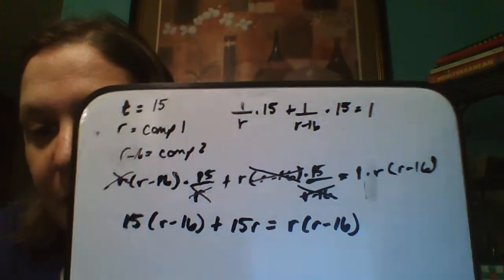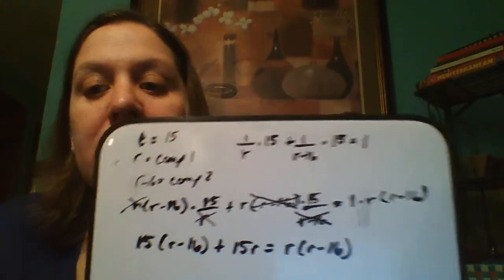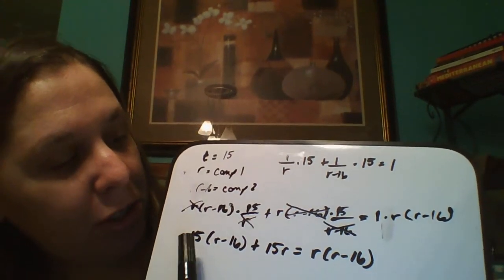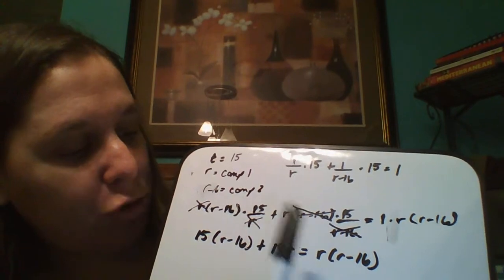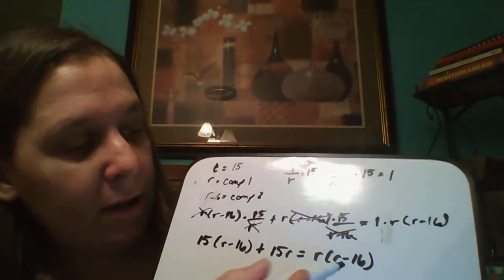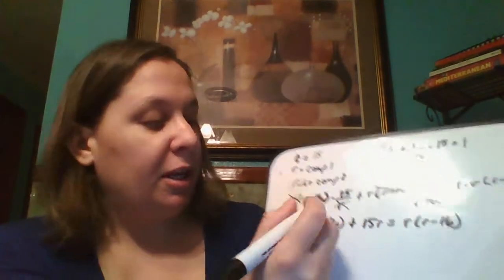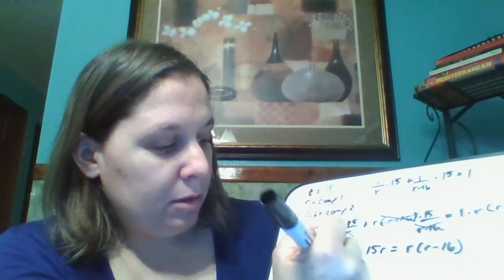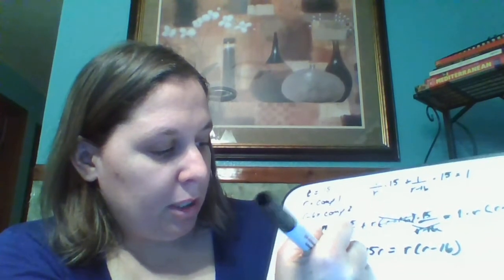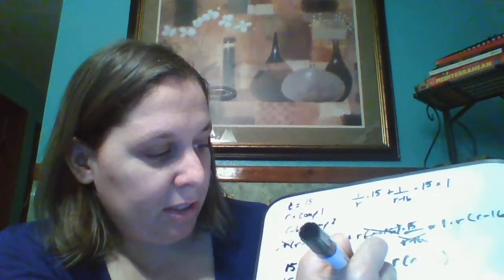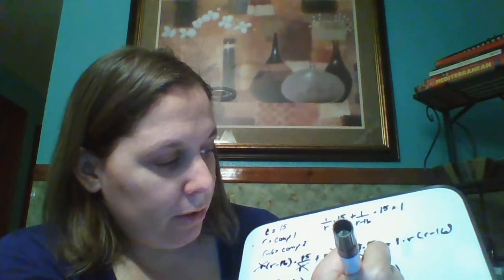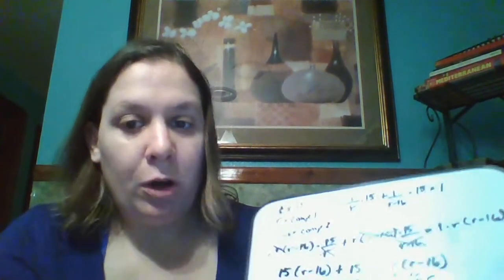Okay, once I get that written down, now I no longer have fractions, so I'm going to solve this just like I would solve any algebraic expression or equation. So at this point, I'm going to get rid of my parentheses by distributing 15 through these parentheses and r through this parentheses. So that's going to give me 15r minus 240 plus 15r is equal to r squared minus 16r.